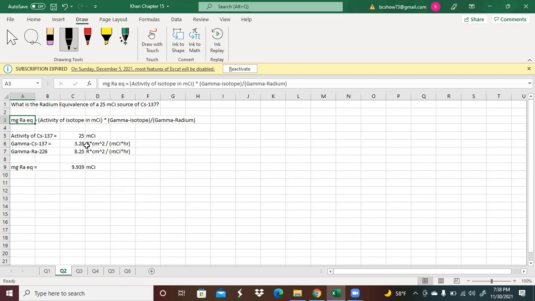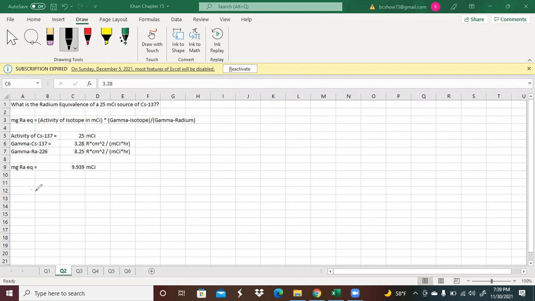The gamma of cesium-137 is something that I believe is actually also given in the lecture. So it's 3.28, and the same units apply here. Then we have the activity of the cesium-137, which is this. So by going through and multiplying all of that out, what we get here, let's say, grant myself the ability to be able to write.